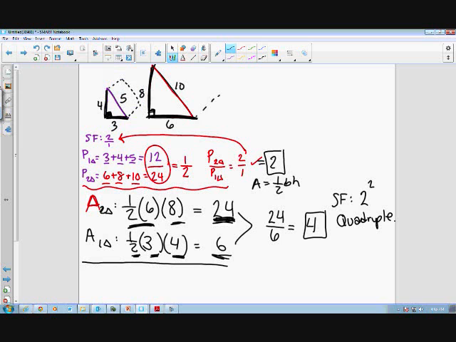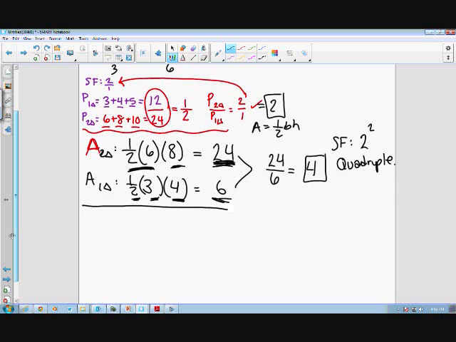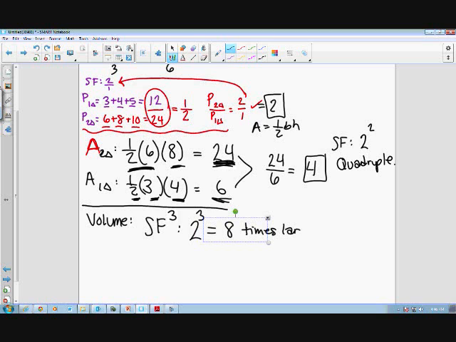Both of them into prisms, doubling everything. The volume, instead of being twice as big, we take the scale factor and raise it to the 3rd power. So the scale factor, again, and we were doubling, we're going to cube that. 2 to the 3rd power means 2 times 2, which is 4, times 2, which is 8. So 8 times larger. So let's recap what in the world all of this means.